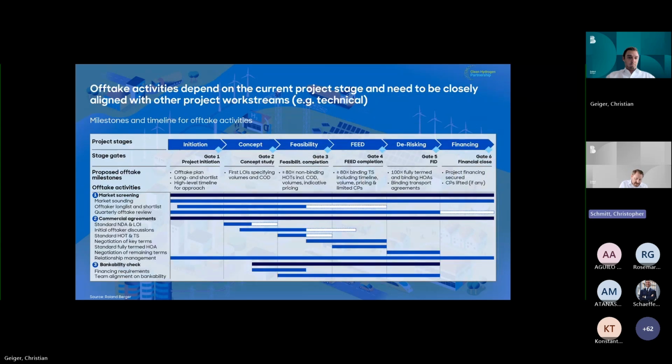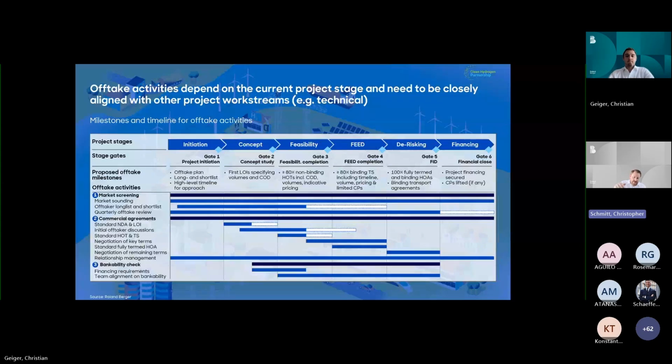Last point I want to make is it's very, very important to have this offtake topic as a constant and ongoing work stream across the entire project lifecycle, which should start very early in the project. And the second element is it's very, very important to make sure that this is not done in isolation, because there are very strong interdependencies and linkages between other work streams, in particular in the earlier stages when you are still shaping up also the technical design, the sizing, and the concept of the project overall.